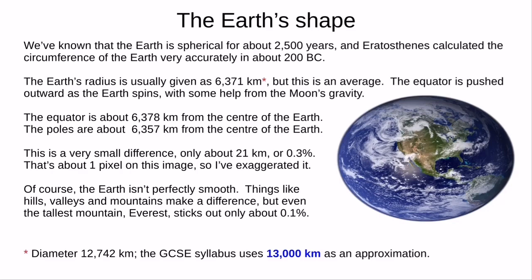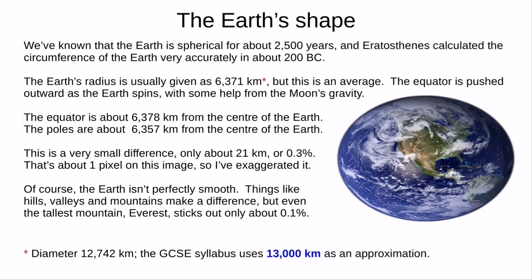We've known that the Earth is round for well over 2,000 years. In 200 BC, Eratosthenes, assuming the Earth was spherical, determined the size of the Earth very accurately. See the video on the size and distance of the Earth, Moon and Sun for more on that. But the Earth isn't perfectly spherical.